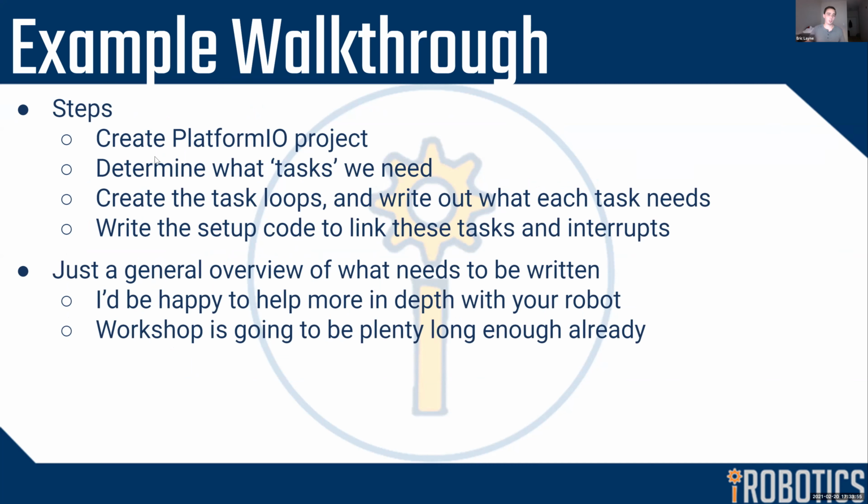So the steps we're going to go through are to create a PlatformIO project, determine what tasks we need, create the loops using FreeRTOS, write out what each task needs to do, and then write all the setup code to link these tasks and interrupts to bring everything together. This is just an overview of what needs to be written. There's obviously more if you want to link it together and get commands moving from one to the other, but this is just how you generally set the code up.